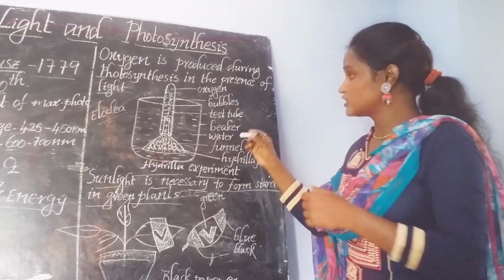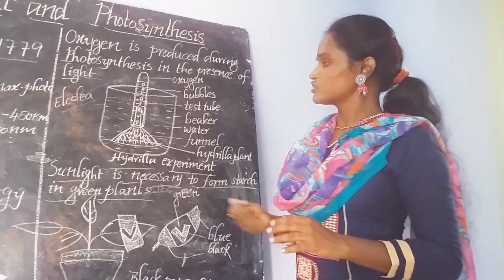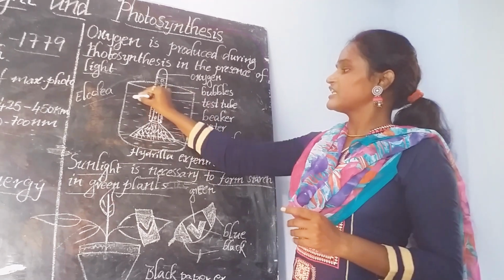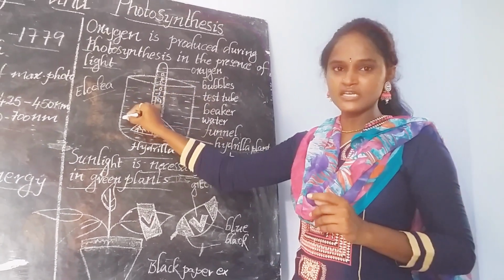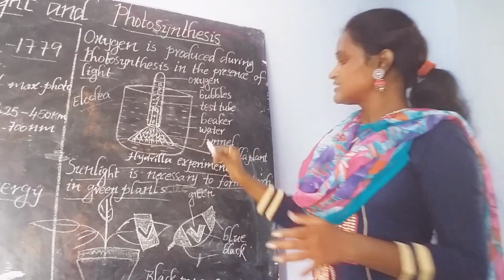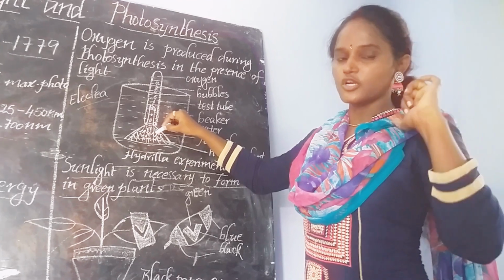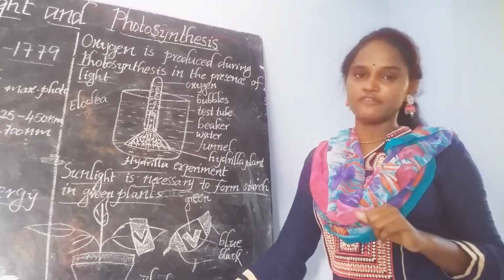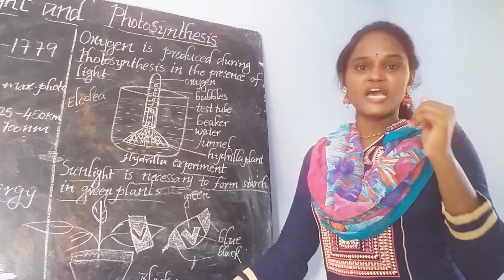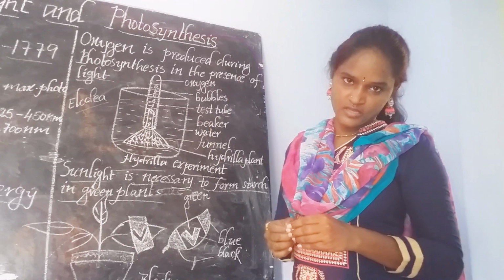If we talk about the procedure, first you take a beaker and fill the beaker with water. Now take a short-stemmed funnel. The stem of the funnel should be short. Such a kind of funnel you have to take. Now insert the collected fresh Hydrilla plant into the funnel.